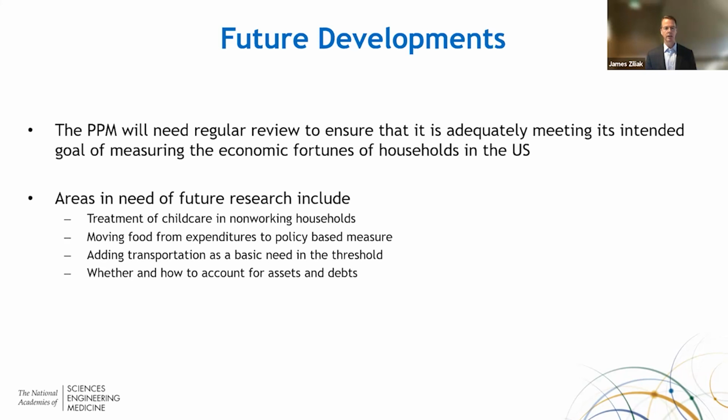And then lastly, before I turn it over to Indy, is whether and how to account for assets and debts. This would say be including certain types of debts like education loan debts and things like that. The panel did discuss, we had experts come present to us on the treatment of assets and debts. It confounds things like the stock of wealth versus a flow of income. The panel did not feel as though there's sufficient evidence or data available to adequately incorporate the assets and debts into a PPM. There's also some potential structural issues on why you may not want to do so. And so we again encourage future research on that topic.